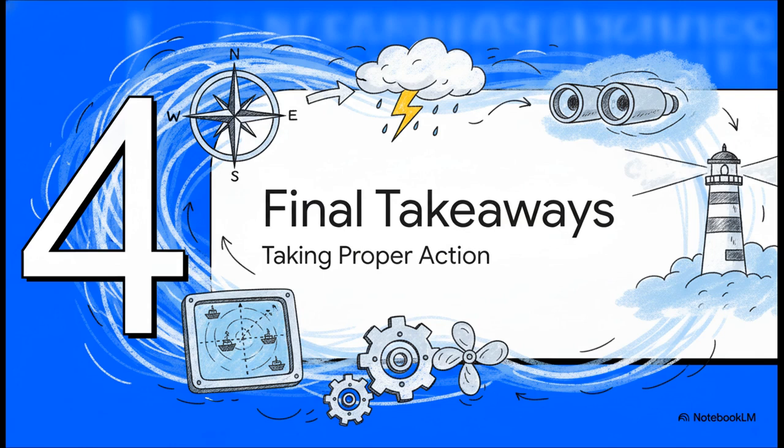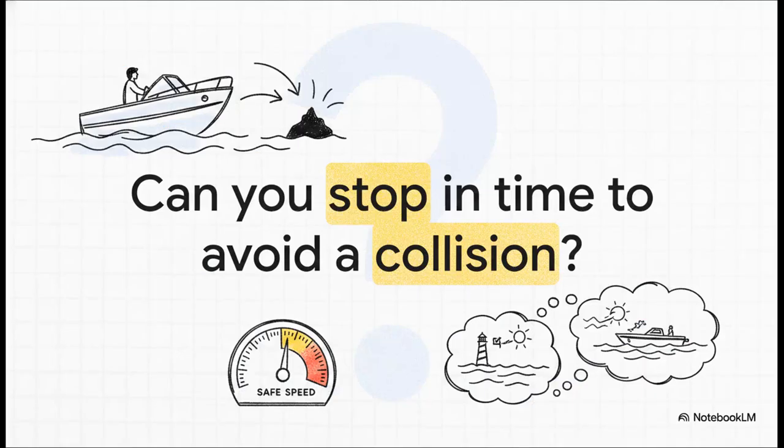Which brings us to Part 4, the ultimate takeaway. When we pull all of this together, the sheer brilliance of Rule 6 becomes so clear. Safe speed isn't just a physical setting on your throttle. It's a continuous, real-time calculation for survival. It requires you to constantly adapt to visibility, traffic, weather, your vessel's mechanics, and even the limitations of your own technology.